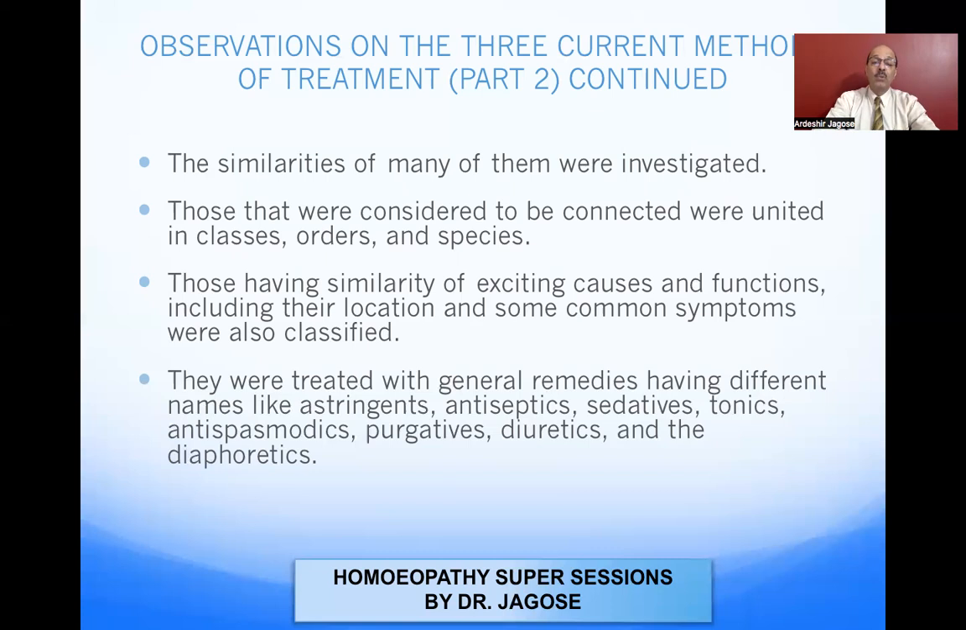So those diseases which had similarity of exciting cause and functions were noted with the common symptoms also classified. And therefore, with this sort of classification, different names were given, like astringent, antiseptics, sedatives, tonics, antispasmodic, purgatives, diuretics, and diaphoretics. Diaphoretics is what? Which produces more perspiration.